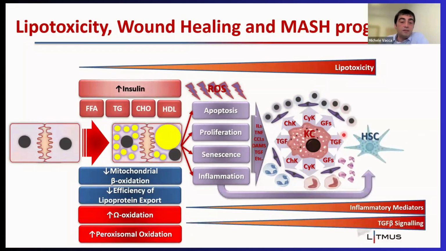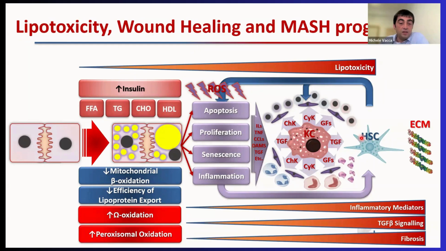And the Kupffer cells will also produce a lot of TGF-beta ligands that will promote, together with the inflammation, the transdifferentiation of the hepatic stellate cells into myofibroblasts that from one side will sustain the pro-inflammatory milieu in the liver, and from the other side will be accumulating extracellular matrix, thus leading to the fibrosis that is one of the most important consequences of fatty liver if not controlled, if lipotoxicity is not controlled.